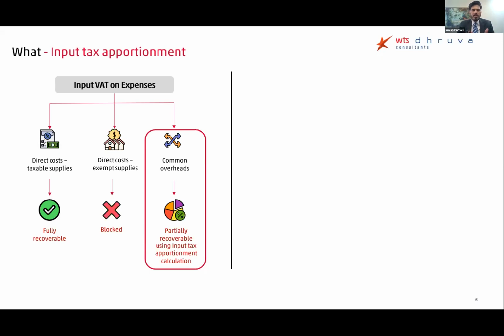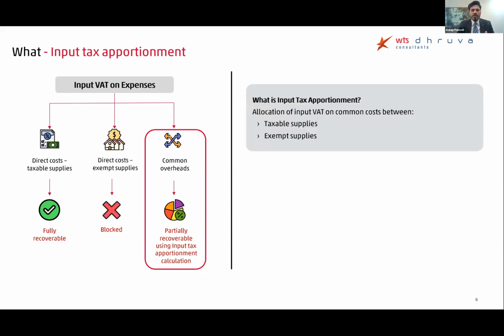As you all are aware, input tax towards taxable supplies is fully recoverable. Input tax towards exempt is not recoverable. And for the common portion is what the apportionment is done. As in the actual recoverable value of the VAT on common is what is the apportionment, is the allocation of common cost between taxable and exempt. I will explain this with the help of an example in my subsequent slide.